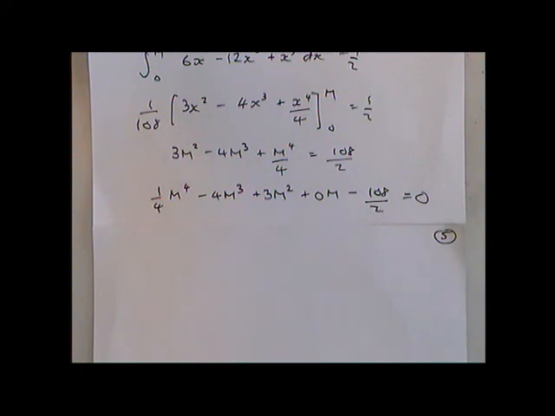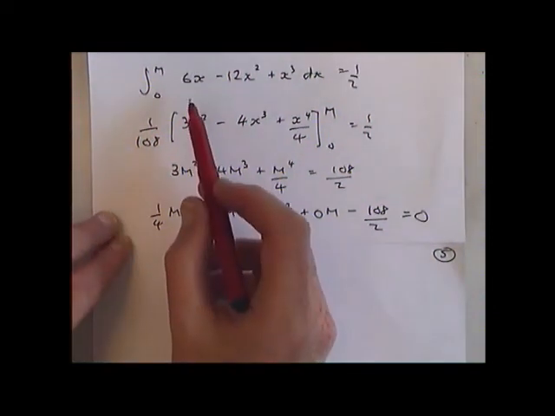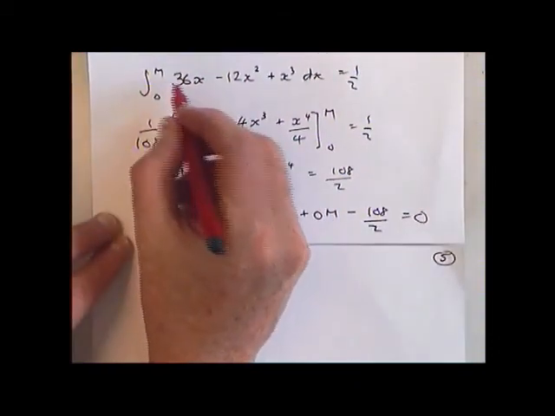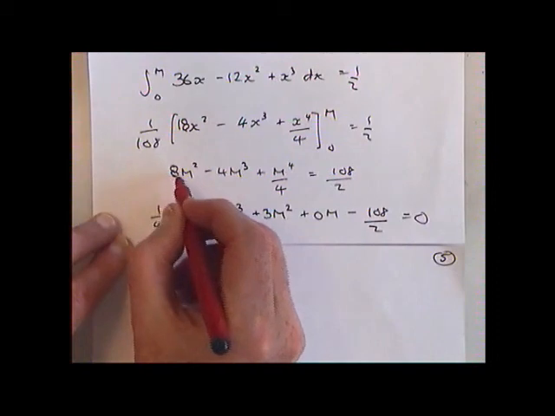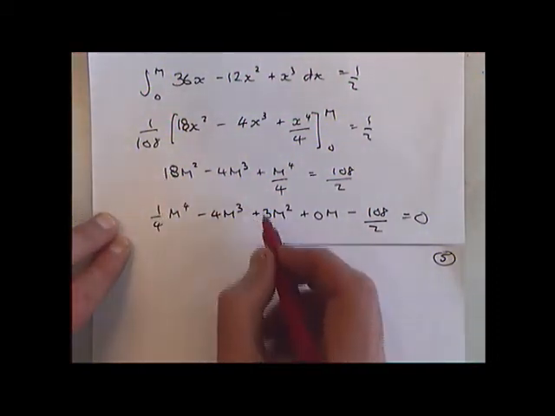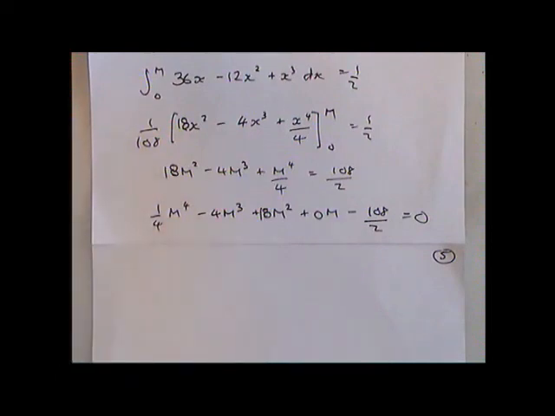Has anyone got a graphics calculator that's told us the answer? No, but I thought it was 18. Yeah, 18m squared. Where have I gone? Oh, you put 6 instead of 96. Oh, yes, thank you. So that's going there, isn't it? Okay.